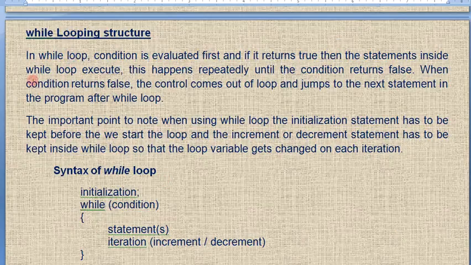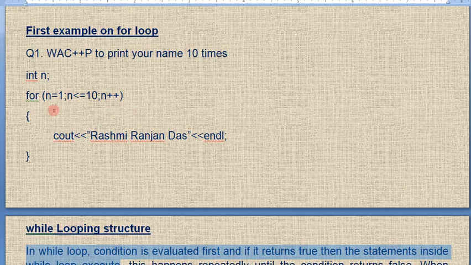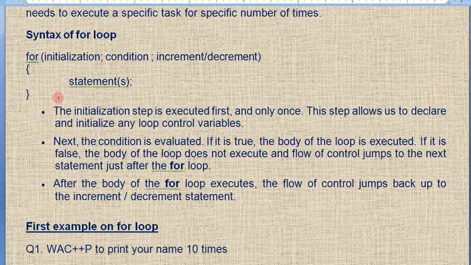This is the definition. Let's discuss the definition first. In while loop, condition is evaluated first, and if it returns true, then the statements inside the while loop execute. Let's understand this line first. In for loop, the entire initialization, condition and increment we used to write in one line. But in while loop, we have to write them a little differently.